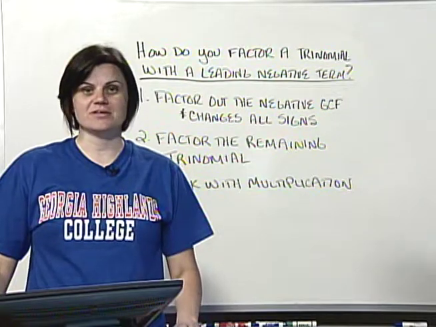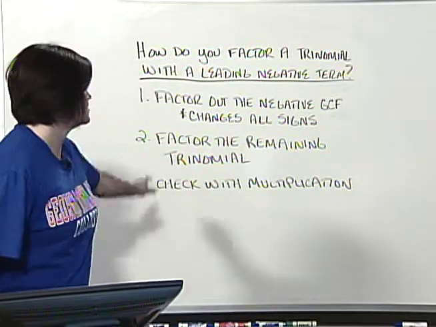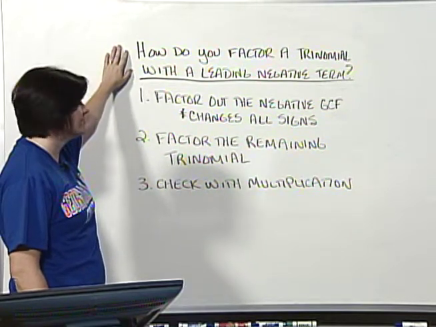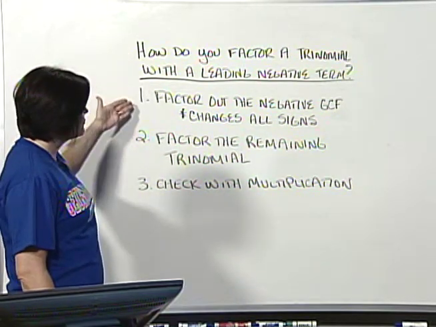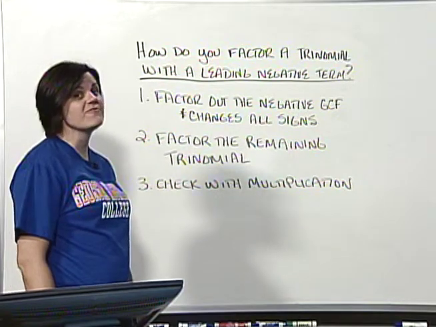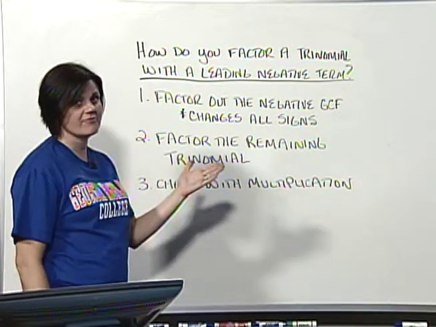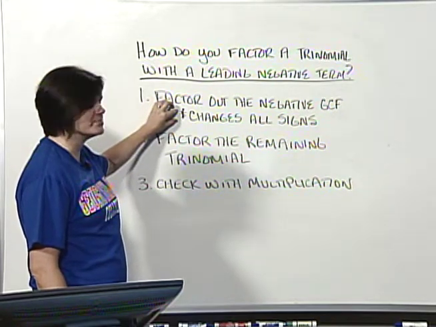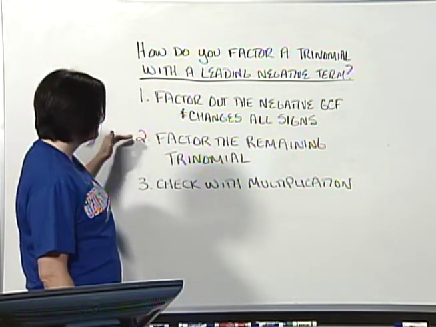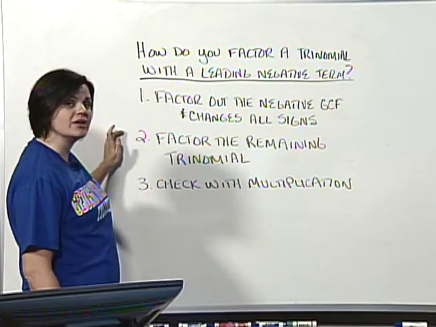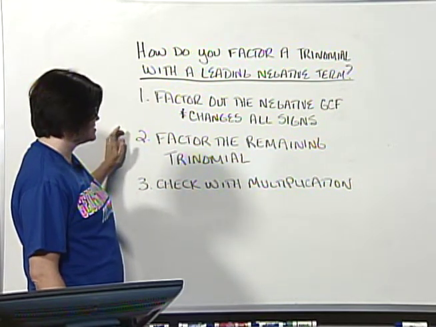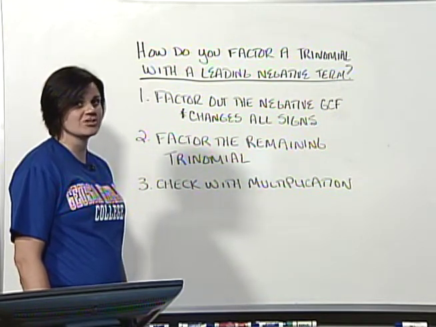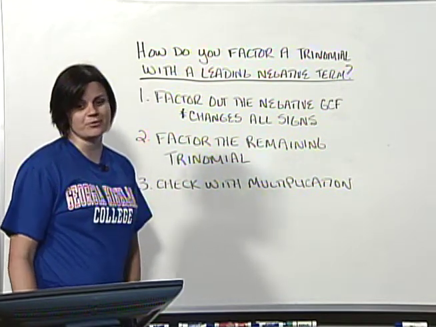In this video segment, we'll be answering the question, how do you factor a trinomial with a leading negative term? Well, the first thing you want to do is factor out the negative GCF, which is going to change all the signs of the terms in your trinomial. Then you'll factor the remaining trinomial within the parentheses. Finally, you'll check this through multiplication. Let's take a look at an example.